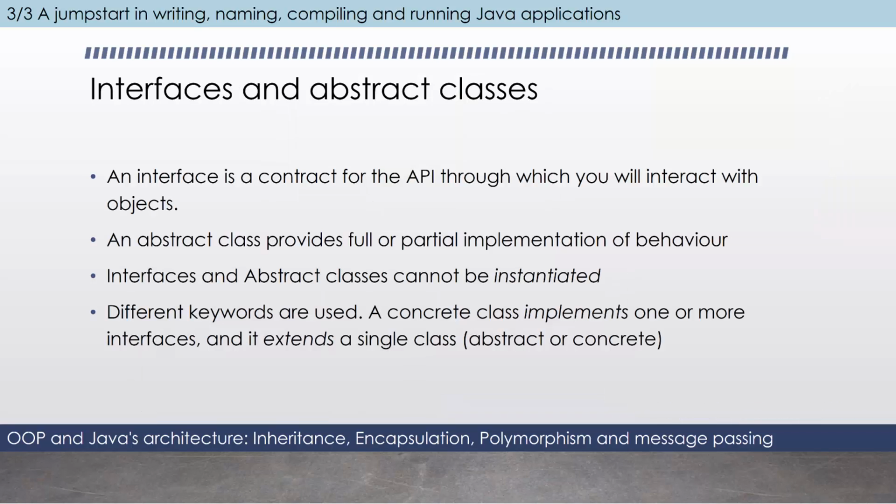Interfaces and abstract classes. So quite often I read on the internet that these are fairly common questions that come up in interviews. But you should know what these things are anyway, because it's going to make you a better programmer. So the interface is literally just a contract for the API through which you're going to interact with objects. It defines methods that you can message pass to. Abstract classes provide either full or partial implementation of behavior, but the key thing is that both interfaces and abstract classes cannot be instantiated.